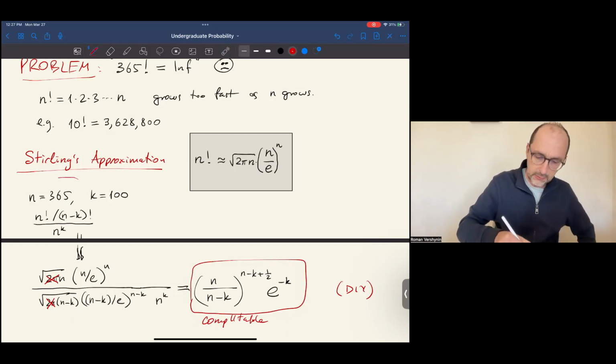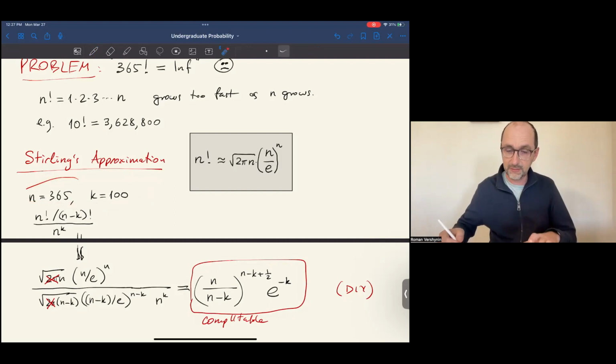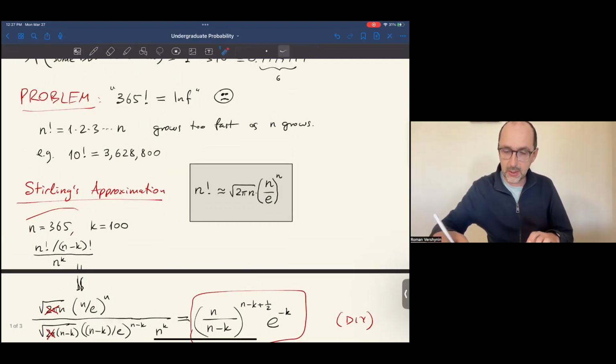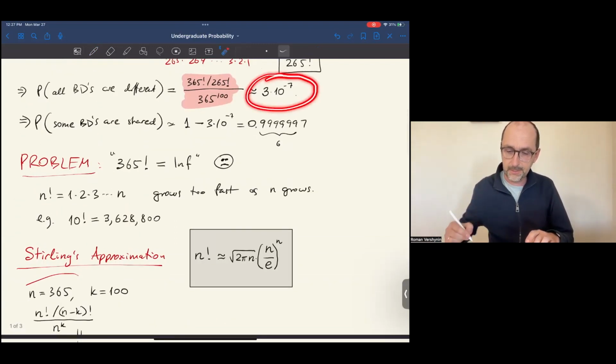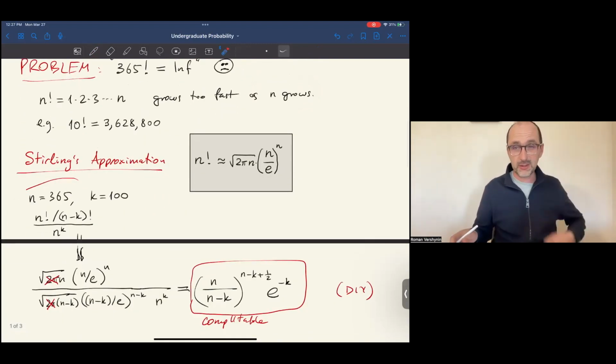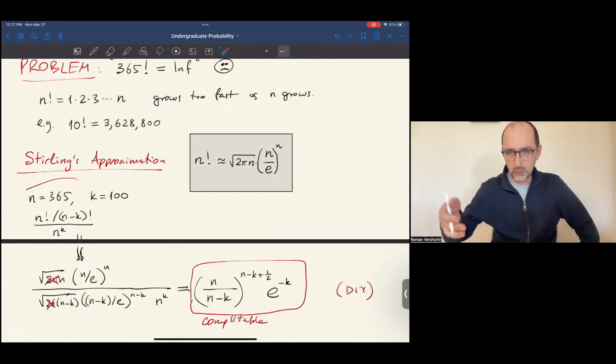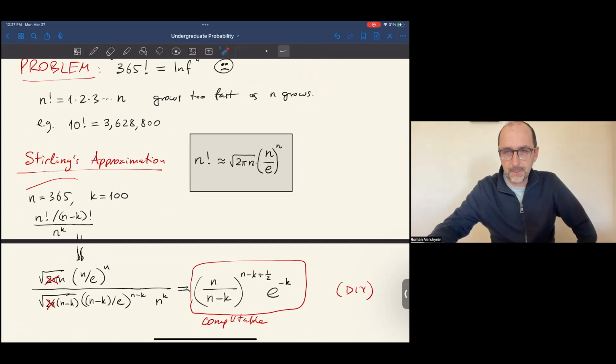And remember, n is 365 and k is 100. And if you substitute these values, that is how I actually got this number. That's how I computed it, not by directly computing factorials, but by doing Stirling's approximations on them.